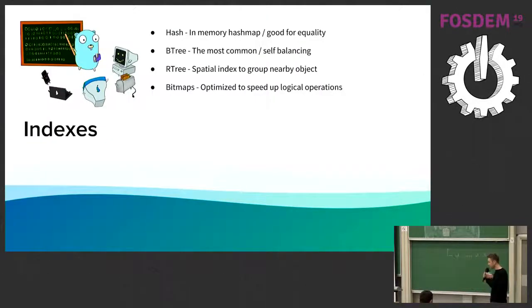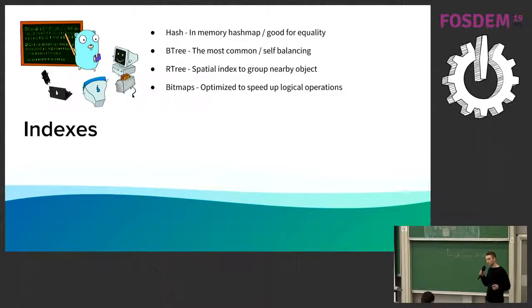A little bit of theory about indexes before we dive in. We have hash indexes, which work like hash maps. They're very good for equality. The most popular indexes in the database world are B-trees, and in most places this is the best approach. They are self-balanced trees, a pretty good choice if you're wondering which one to use.